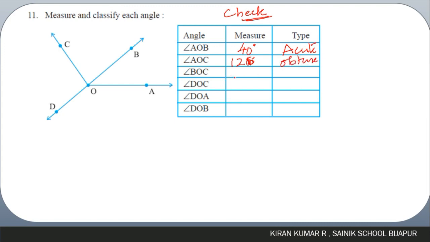Angle BOC is an acute angle. You can measure it out. It is acute. Angle DOC is again an obtuse angle. It's greater than 90 degree. We get it as 95. It's obtuse. Angle DOA is 140 degrees and the angle formed is obtuse. Angle DOB is a straight angle. It forms 180 degree.